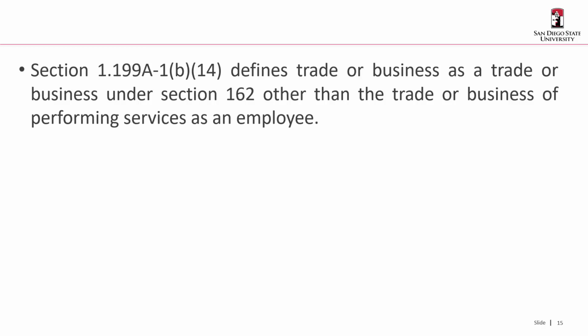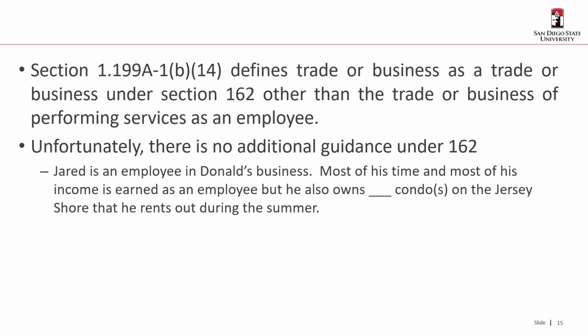So what this means is 162 has the guiding principle on what it means to be a trade or business, which is wonderful. It's fine. The code can cross-reference to itself elsewhere. The problem is there is no guidance under 162 on what it means to be a trade or business. It simply says trade or business expenses are deductible if they're ordinary and necessary.